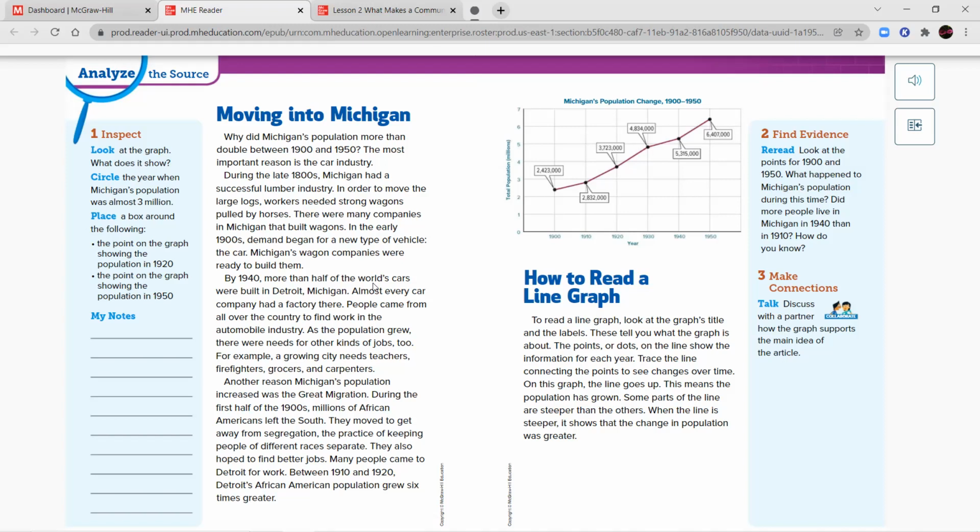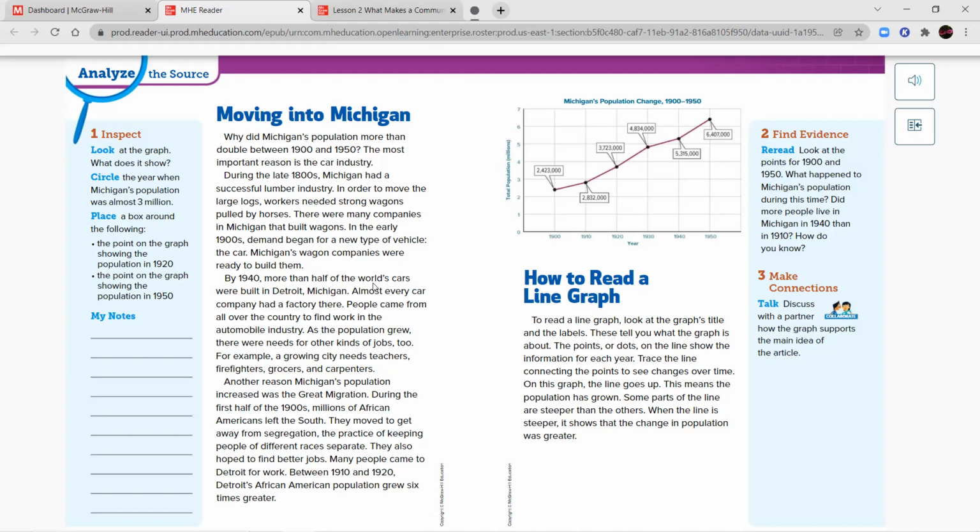Another reason Michigan's population increased was the Great Migration. During the first half of the 1900s, millions of African Americans left the South. They moved to get away from segregation, the practice of keeping people of different races separate. They also hoped to find better jobs. Many people came to Detroit for work. Between 1910 and 1920, Detroit's African American population grew 6 times larger.